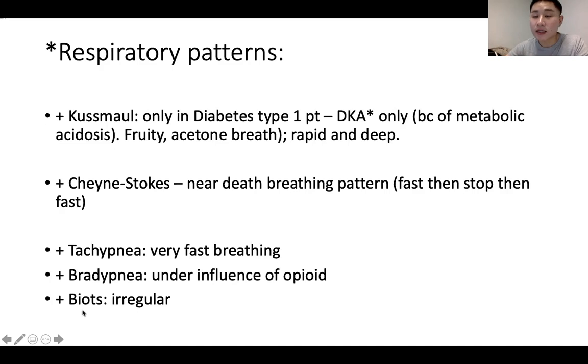And then biot is just another term for irregular breathing. I don't think you guys need to know that.